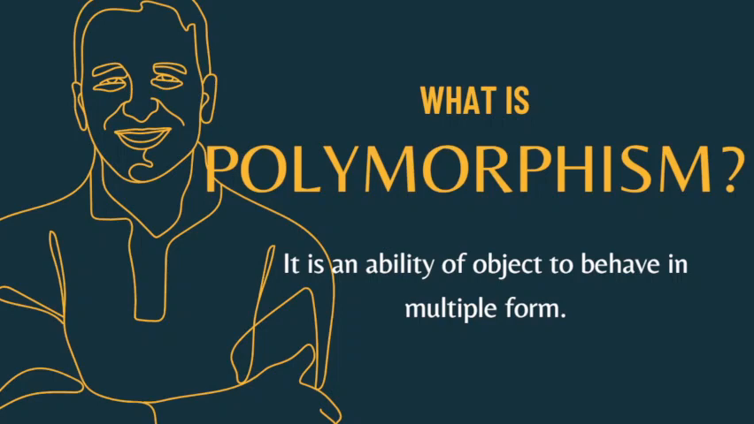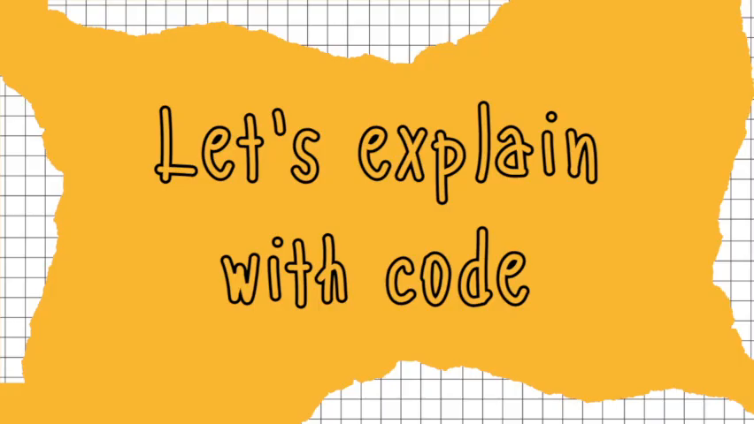What that means is you could have one function which would perform numerous tasks, or let's say one function that can do something in one particular instance and something else in another instance. So let's look at that when we write code. Let's explain this with code. So let's get into it.